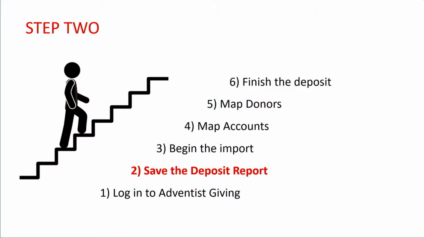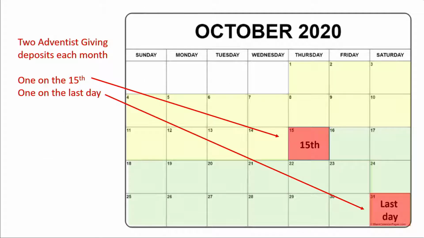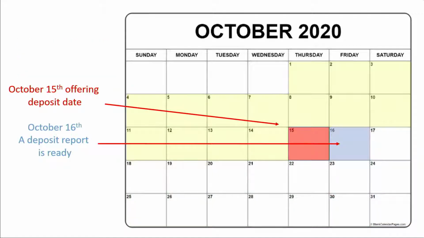In Step 2, we will show you how to print and save a particular deposit report. Adventist Giving produces a new deposit for your church twice each month, one on the 15th of each month and one on the last day of each month. New reports are typically ready to be printed and saved on the first business day after the deposit closes. Using October 2020 as an example, the deposit report for the 15th will most likely be ready to print and save on the 16th, which is a Friday.